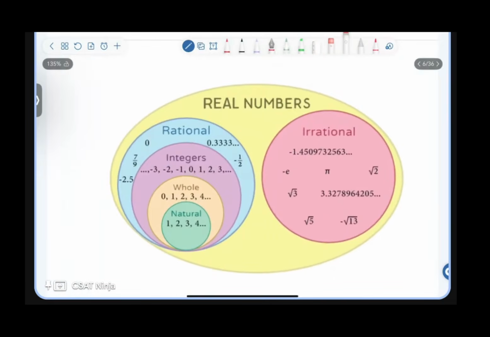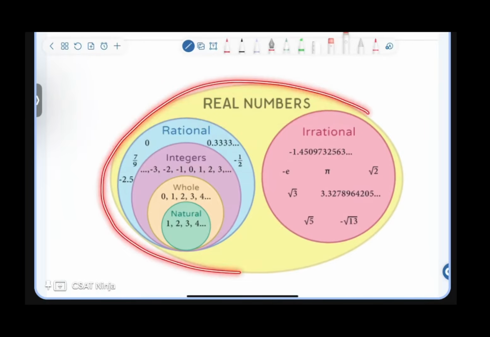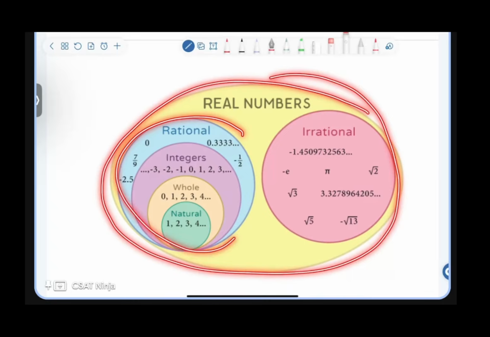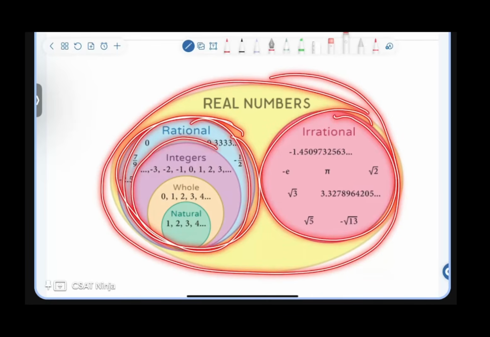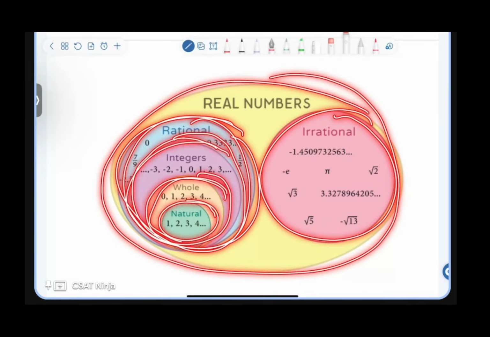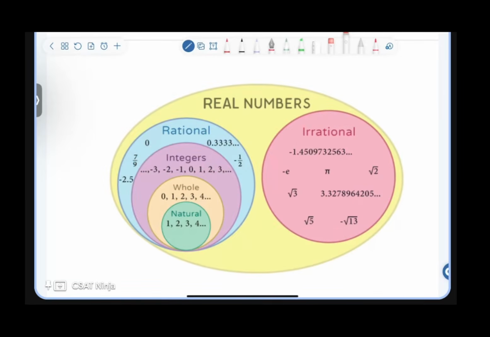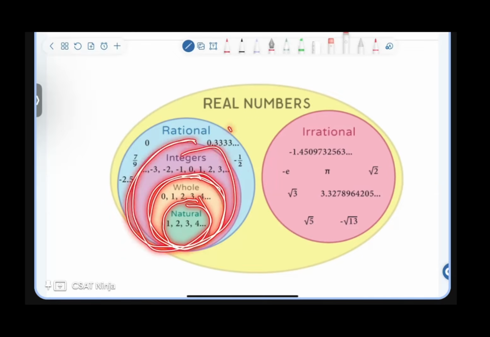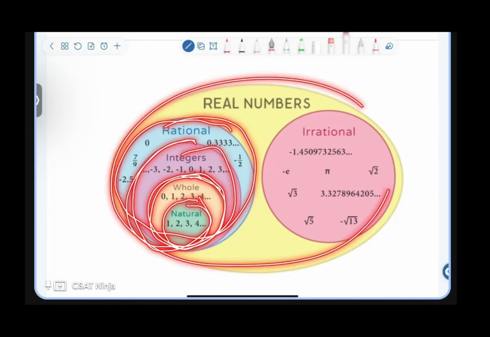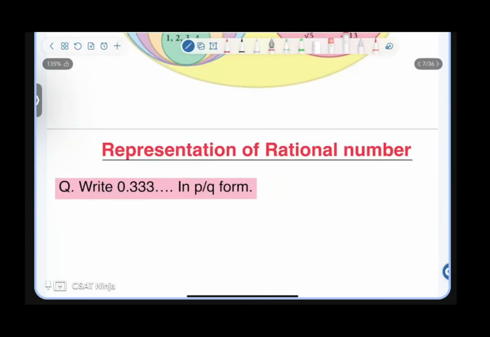We can view it like this. The real numbers are the set here. Under real numbers, there are two things: rational numbers and irrational numbers. Under rational numbers, there are integers. Under integers, there are whole numbers. Under whole numbers, there are natural numbers. So you have a clear-cut concept here. All natural numbers are whole numbers, all whole numbers are integers, all integers are rational numbers, and all those numbers are real numbers. Are we clear with that?